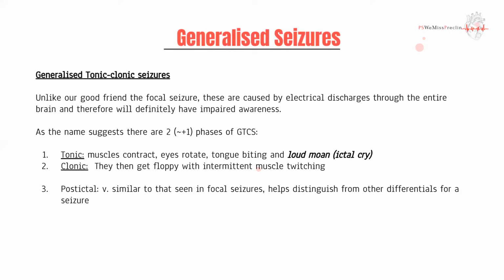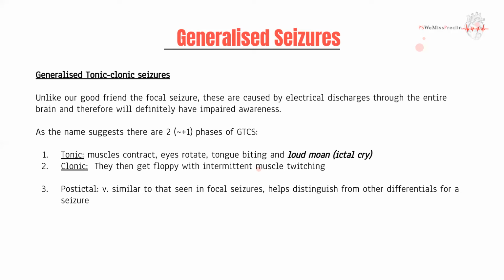And as the name suggests, it has a tonic phase, which means that the muscles contract, eyes rotate, tongue bite, loud moan, because your diaphragm also contracts. And this loud moan is commonly called an ictal cry. And this is when your whole body tenses up. Then you transition to a clonic phase where you get floppy, you typically fall, and then you have intermittent twitching of the muscles, which is what the shaking is.